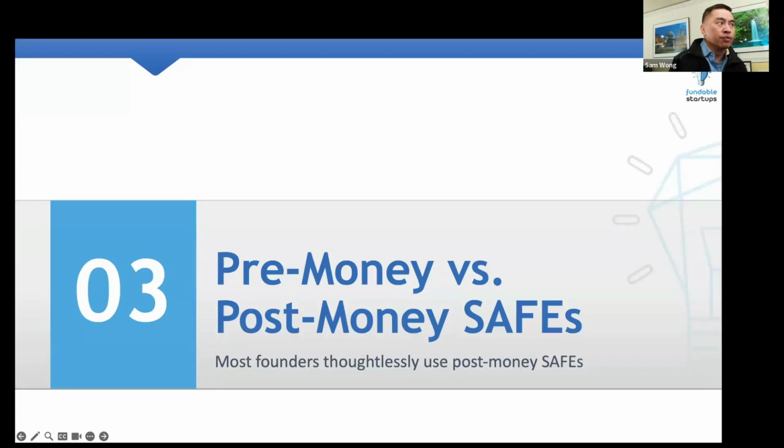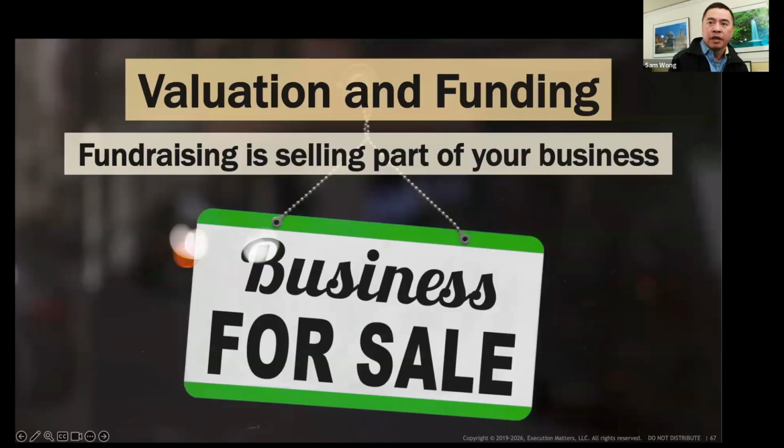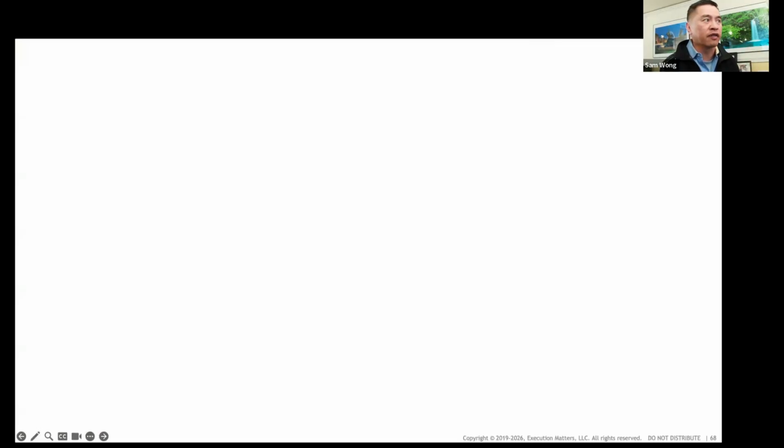So, pre-money versus post-money safes. This is where it's going to get a little complicated. Before getting into the difference between a pre-money and a post-money safe, we need to offer a definition of valuation. Fundraising is fundamentally selling part of your business. You're selling your company's stock. So whether you sell 10, 15, 20%, whatever percentage, you're selling part of your business.